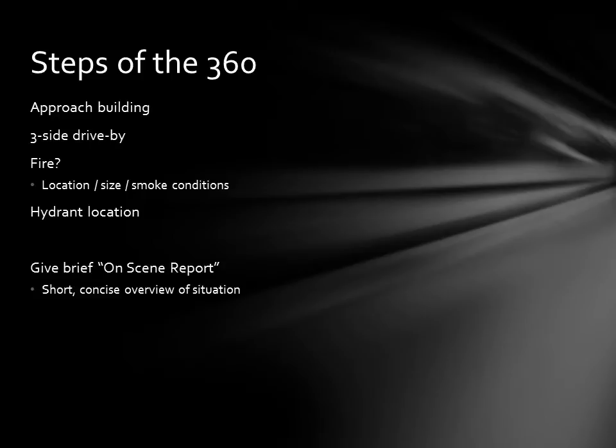We can see if we have smoke pushing out through the eaves, is it heavier in the back or in the front? We can identify the hydrant location, and remember, we want to make sure we do have a water supply. And then we're going to give a brief on-scene report. This brief on-scene report is a quick, short, concise overview of the situation. Just real quick, I'm on the scene of a 2-story wood frame residential structure. I have heavy flames and smoke from the second floor front bedroom. That gives you an idea of what to expect.